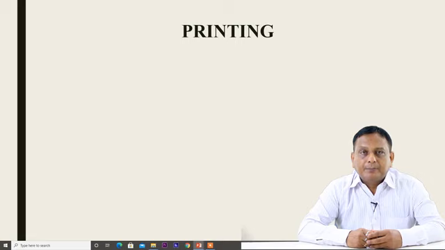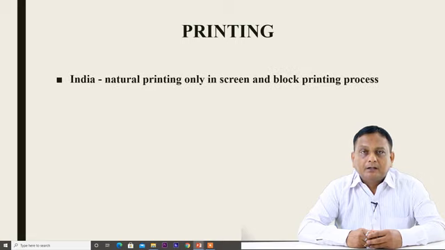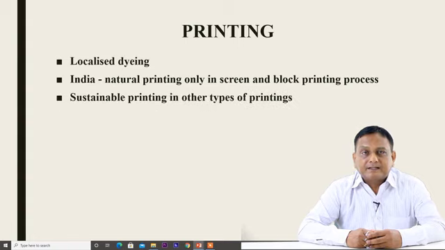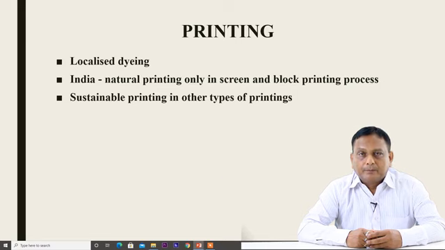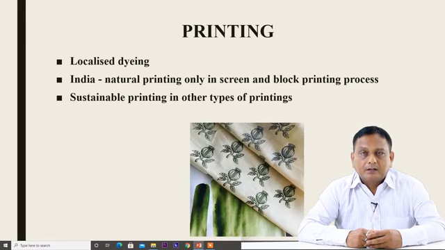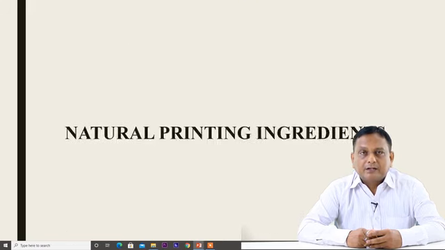Now coming to the case of printing, natural printing with screen and block is available in India in abundance. This is nothing but localized dyeing, and sustainable printing is possible in different ways in different parts of the country. Mainly the screens and blocks are used, and different types of natural dyes are used in this sustainable printing with natural dyes.